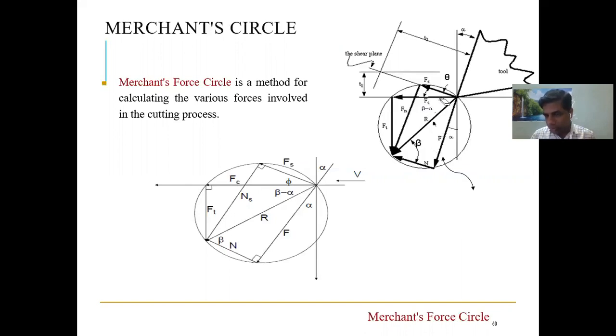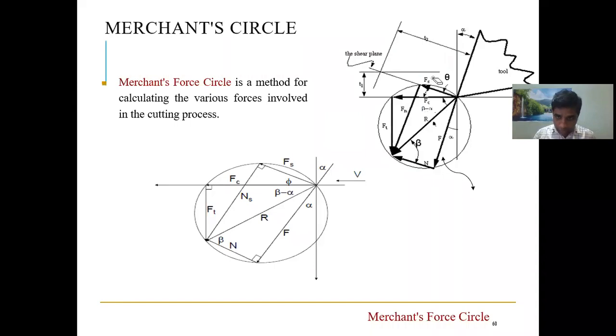In addition to that, to solve this resolution, we use this beta minus alpha. Which triangles do we have? This is one triangle, this is one triangle, and this is one triangle. In all these triangles, we need at least one angle to find the other forces, either through sine resolutions or maybe cos values.